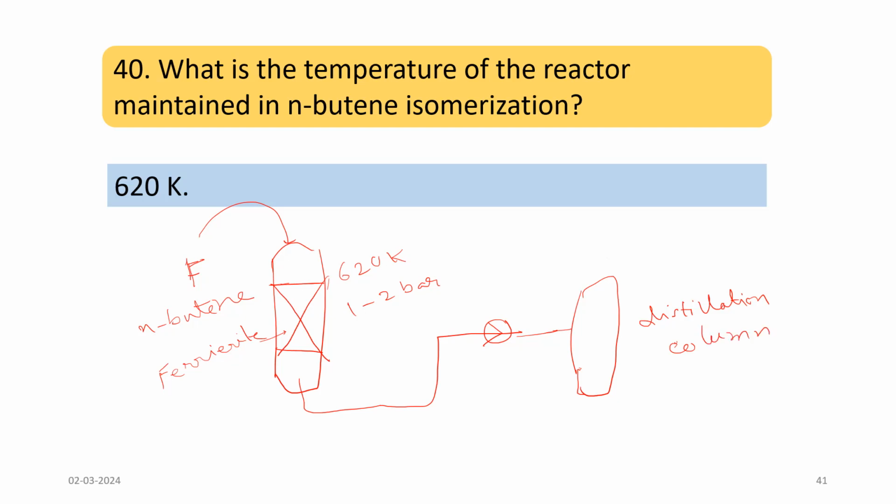From the top of the distillation column, we collect the C4 product, that is the isobutene after isomerization, and from the bottom we collect the byproducts, other hydrocarbons which have more than 5 carbons. They go to the gasoline pool. Okay, so the temperature is 620 Kelvin in the reactor.